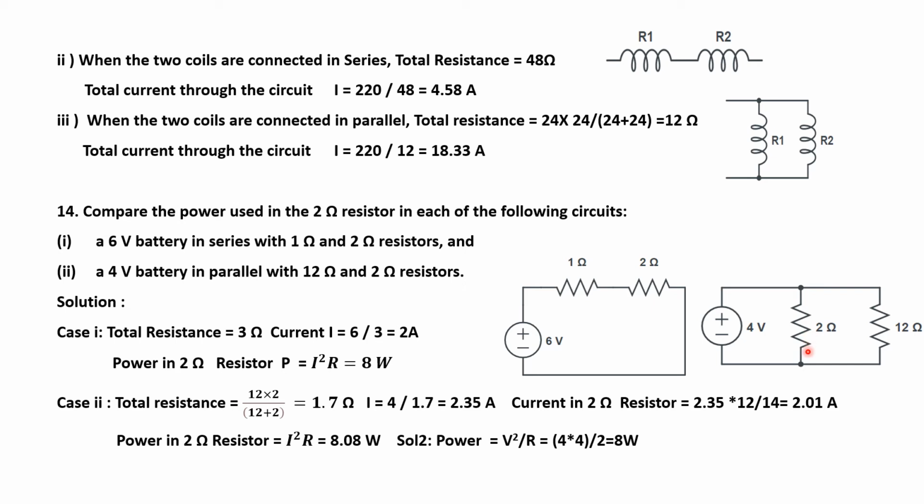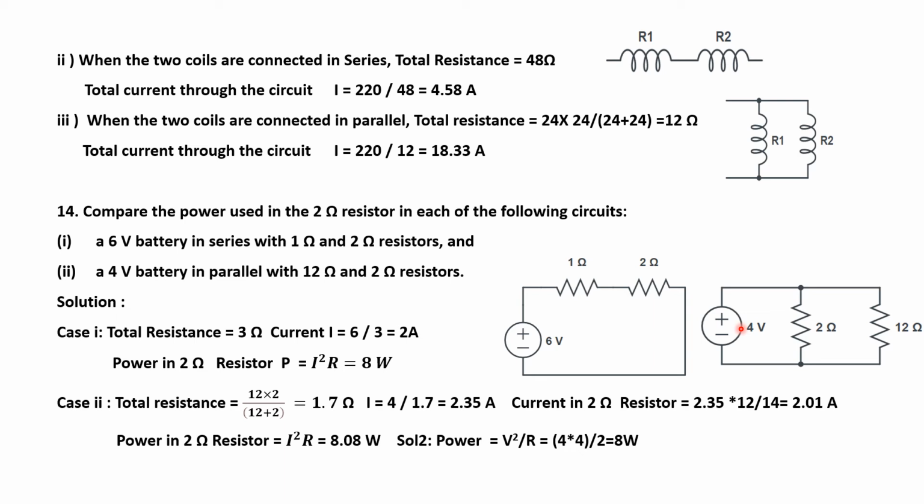So when we use current formula, first we need to find the total resistance. So total resistance will be 2 into 12 divided by 2 plus 12, which gives the value of total resistance to be 1.7 ohms. So the current supplied by this 4 volt source would be 4 divided by the total resistance 1.7 ohms, which gives us the value of 2.35 amps. So this current is the total current which is being supplied by this 4 volt source.